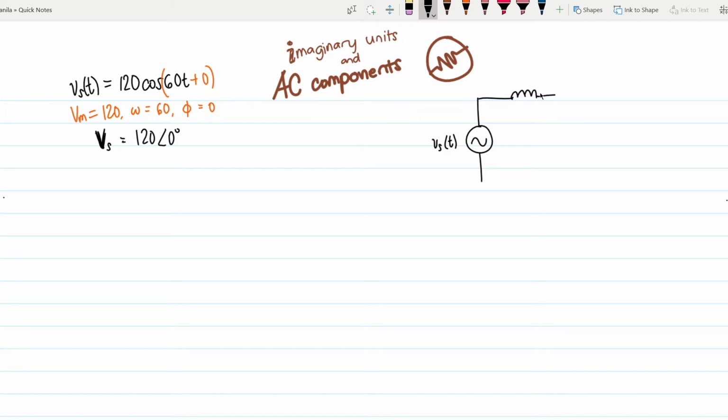All right. We have here an inductor. It has 50 millihenries. We have a branch here with a 15 millifarad capacitor, and then a 20 ohm resistor.